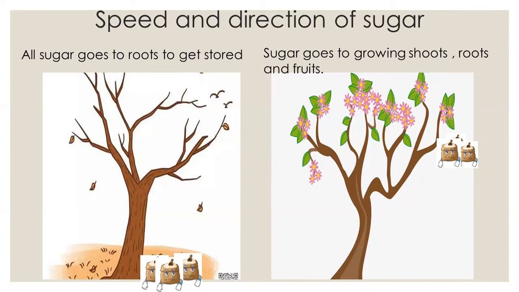To get stored, while the sugar goes to growing shoots, roots and fruits in the spring tree. Remember, there are leaves, flowers and fruit which is hungry, so they need sugar to grow and respire. So the sugar will go down to the roots and up to the flower and up to the leaves.